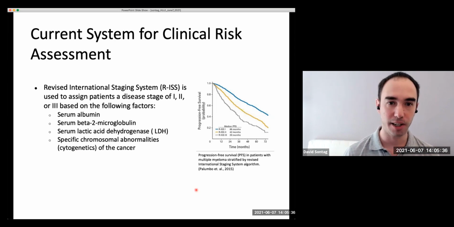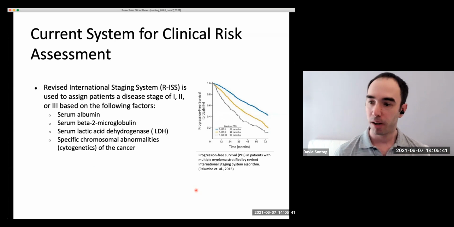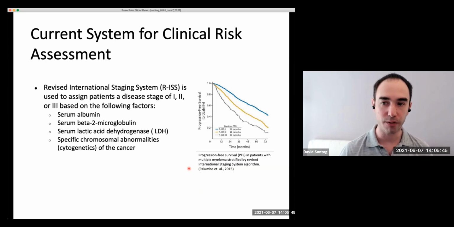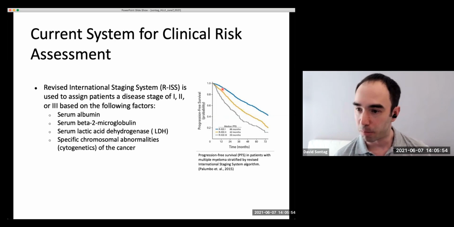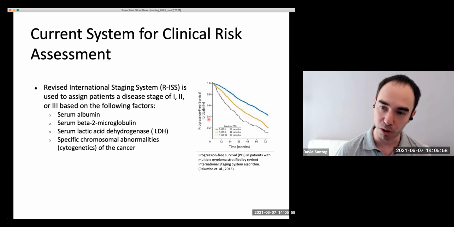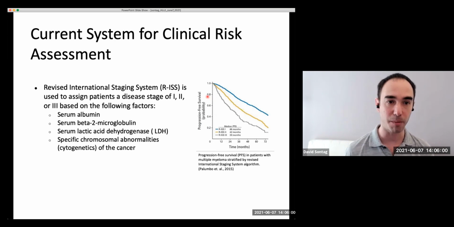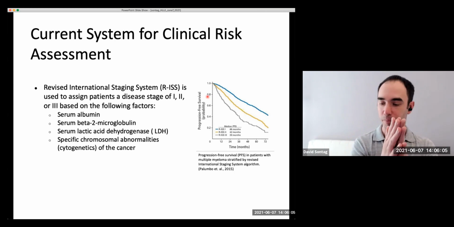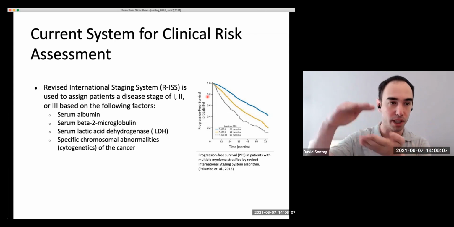On the right-hand side is an example of a typical plot that you would see in a clinical paper. What this is doing is stratifying the patient population by the 3 different stages of this international staging system. For each stage, we're showing a survival curve. The x-axis is time, and the y-axis here is progression-free survival, so the amount of time until either the patient dies or until they have a worsening of the disease.